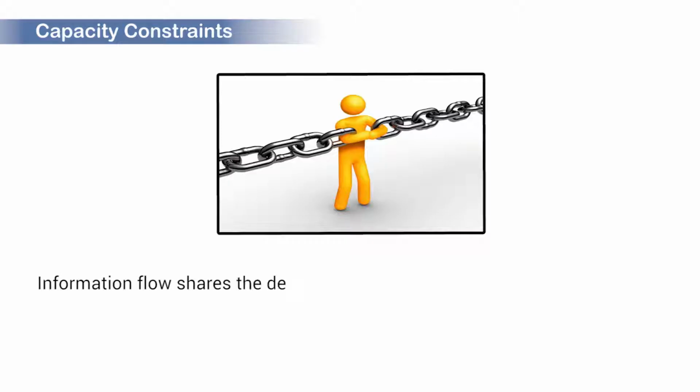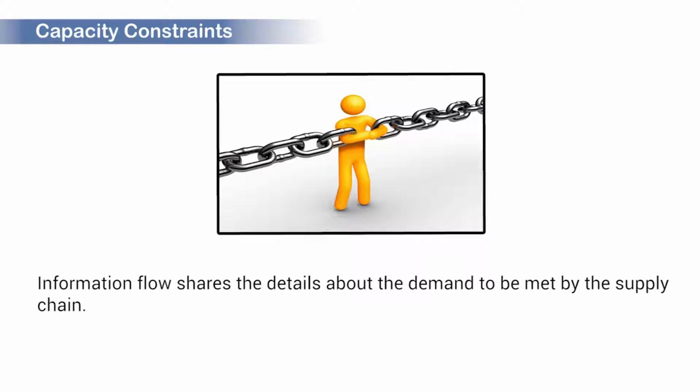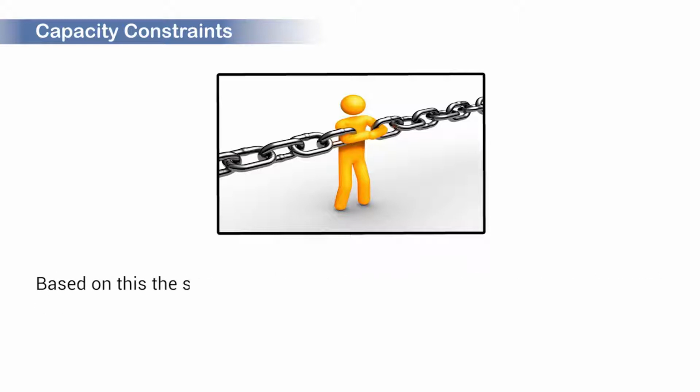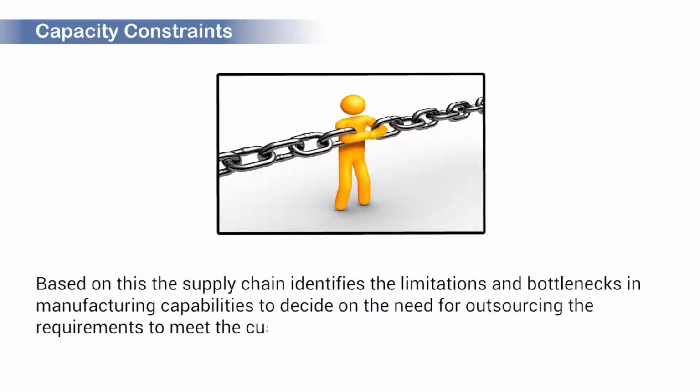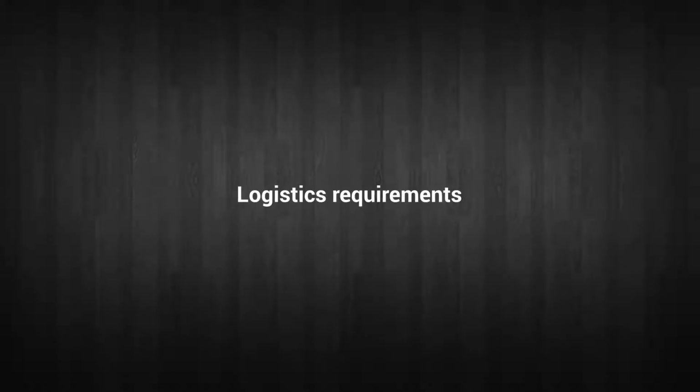Information flow shares the details about the demand to be met by the supply chain. Based on this, the supply chain identifies the limitations and the bottlenecks in manufacturing capabilities to decide on the need for outsourcing the requirements to meet the customer demand. The next component is the logistics requirements.